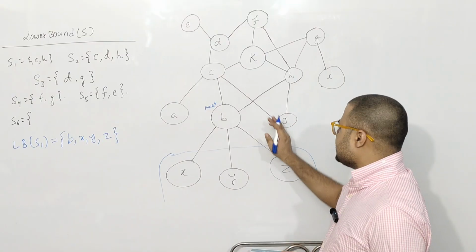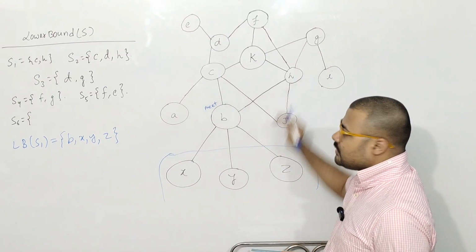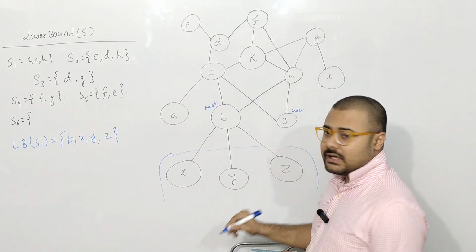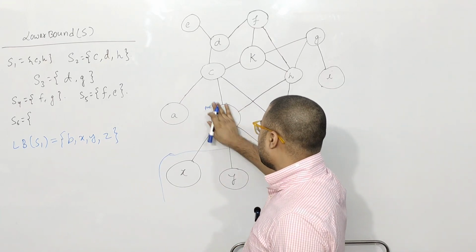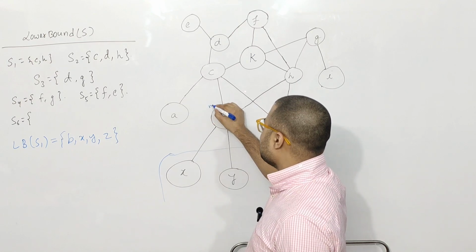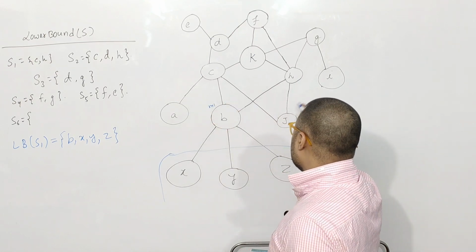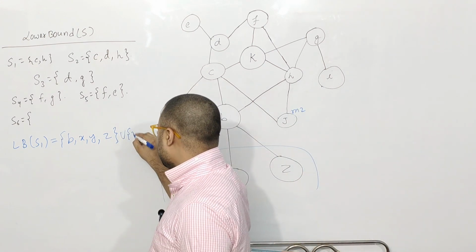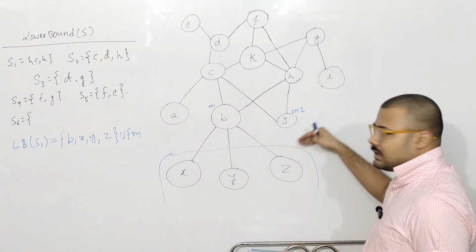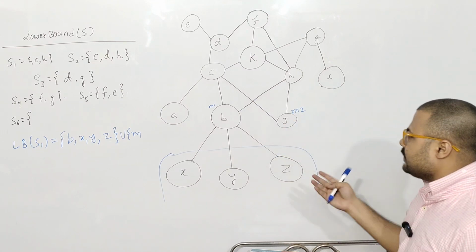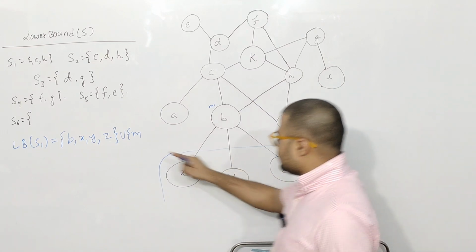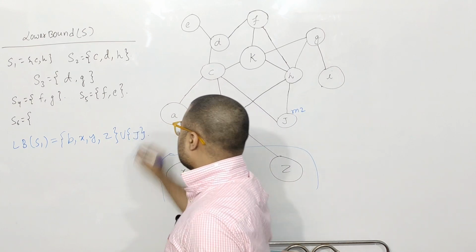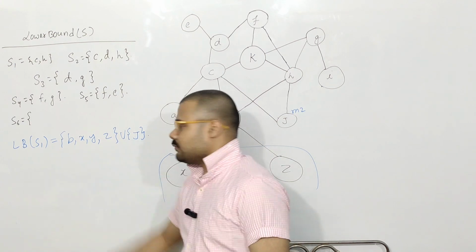Similarly, if you look at J, then J is related to C and J is related to H also. So J is also a point of meet. Basically you have two meet points. Let me use M1 and M2 just to denote. So there are two different meet points. So it will be B and everything below it, union J, and there's nothing below J. This is your lower bound of S1.